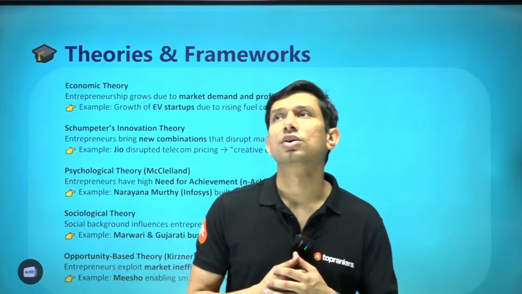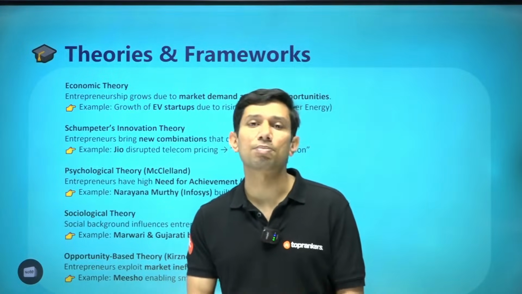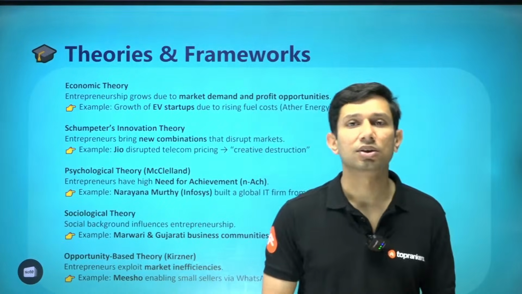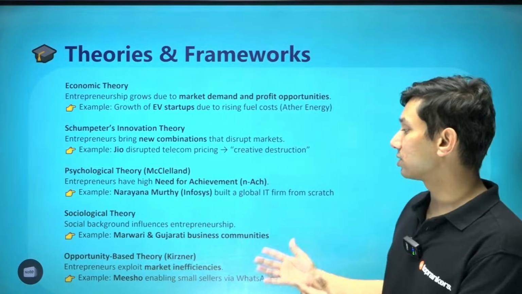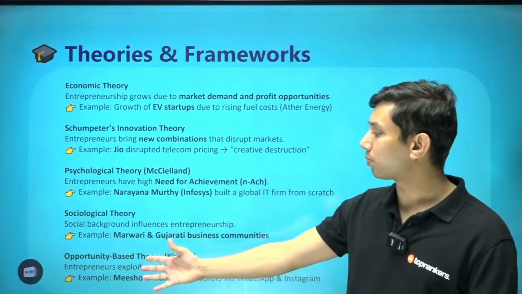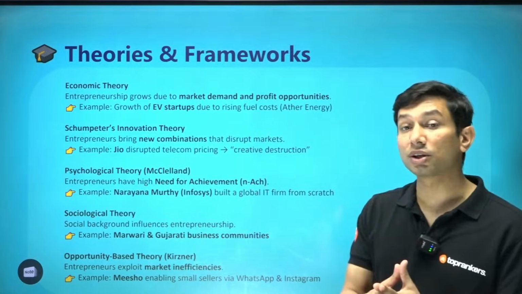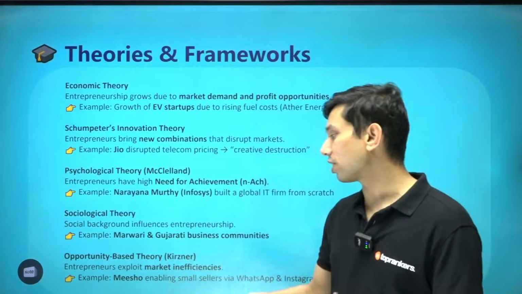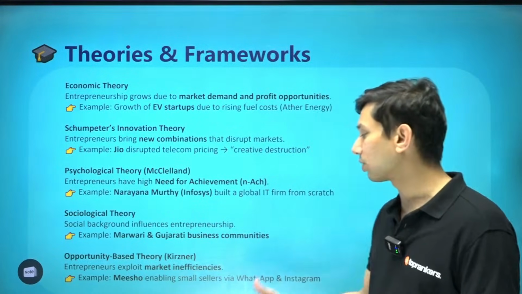Now that WhatsApp and Instagram were on fire, it is only because of WhatsApp and Instagram that Meesho could actually increase its sales. Hence, opportunity-based theory, or Kirzner's theory, believes in entrepreneurs exploiting market inefficiencies when something new happens.